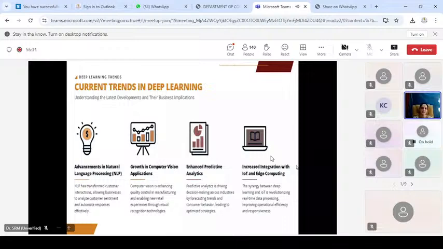Then, speaking about enhanced predictive analytics: these are statistical algorithms and machine learning techniques to identify the likelihood of future outcomes based on historical data. It helps businesses forecast trends, make informed decisions, and optimize their processes. DL is improving predictive analytics by allowing models to process and analyze, as I already told you, massive data sets with greater precision and accuracy.